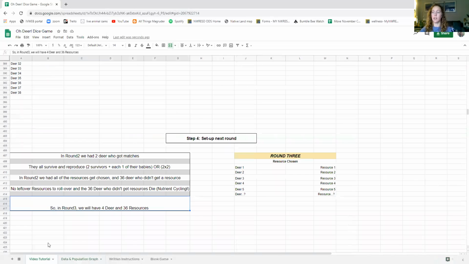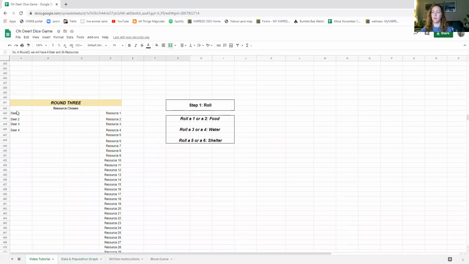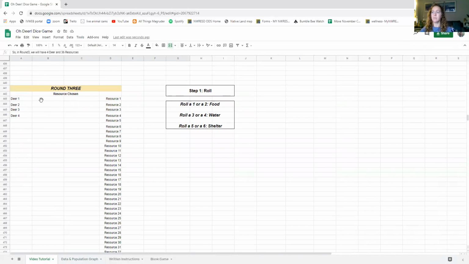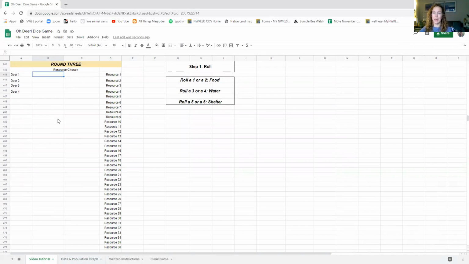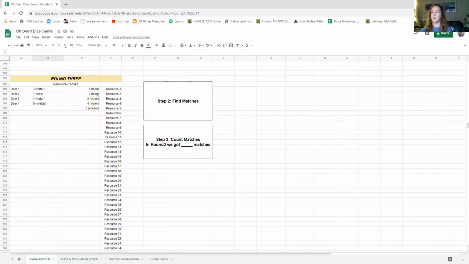So let's see what's going to happen in round 3. 4 deer and 36 resources, all right? We're gonna roll. You guessed it, I already rolled, filled it in. So I filled in the deer first, remember, just like I showed you, because we only have 4 of them. I do this if there's less than, I don't know, maybe 7. Any more than that, it's hard to keep track of. So if you've got more than 7, just roll for everybody in both columns. But if you have one column with less than 7 or so, and you can keep track in your brain, you're just saving yourself time.